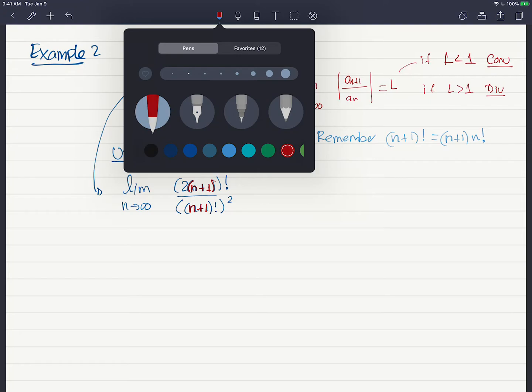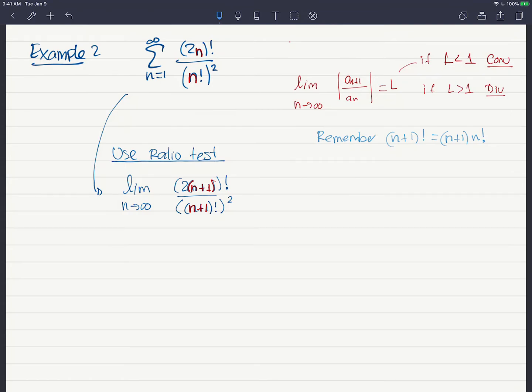I think it's interesting to write out how you manipulate these factorials, squares, and parentheses, so be careful how you write this. Now this is the n plus 1 term, and I'm going to be dividing by the n term. So I'm going to just copy this, divided by n factorial squared.